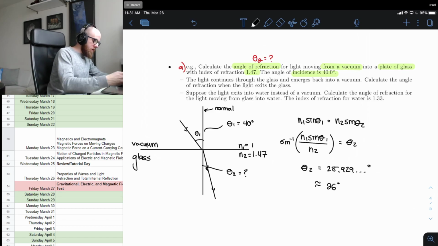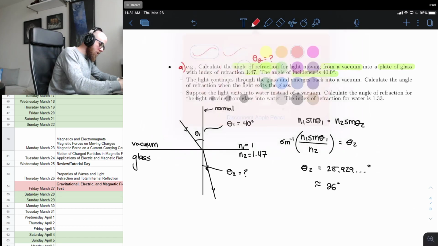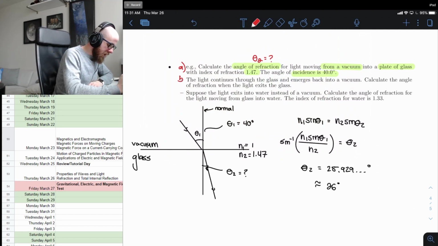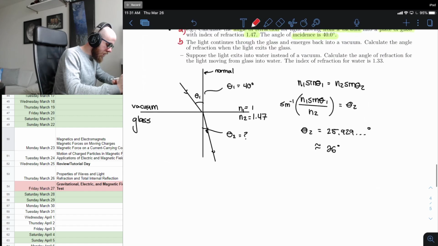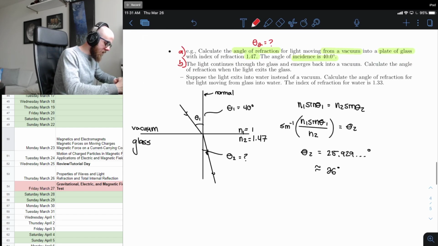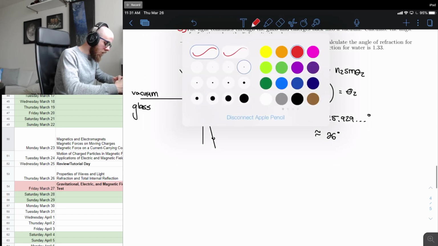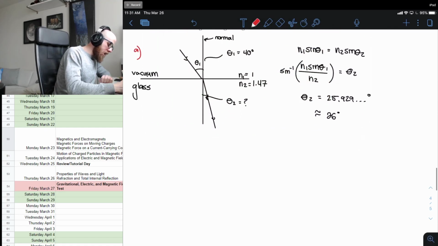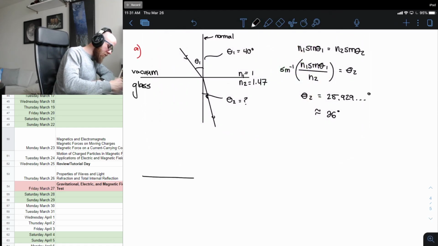Okay, part B. The light continues through the glass and then emerges back into the vacuum. Calculate the angle of refraction when the light exits the glass. Okay, so what's going to happen? So this is part A. For part B here, we're going to have a similar setup, except that the light is traveling back from the glass into the vacuum.